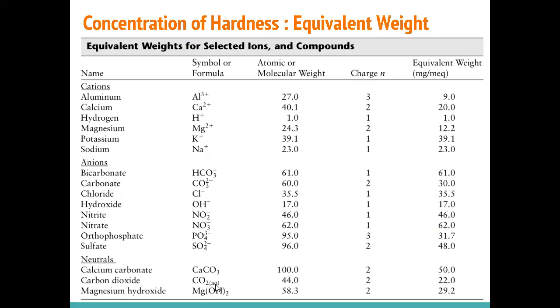So you can check the equivalent weight from the table. Actually, you can calculate that on your own, but you can check that from the table. The table will be given to you if you're asked to do this kind of question. So aluminum has 3 positive charges here, so 27 divided by 3 gives 9 as the equivalent weight. And another example, magnesium here: 24.3 molecular weight divided by 2 is 12.2 milligram per millicharge.